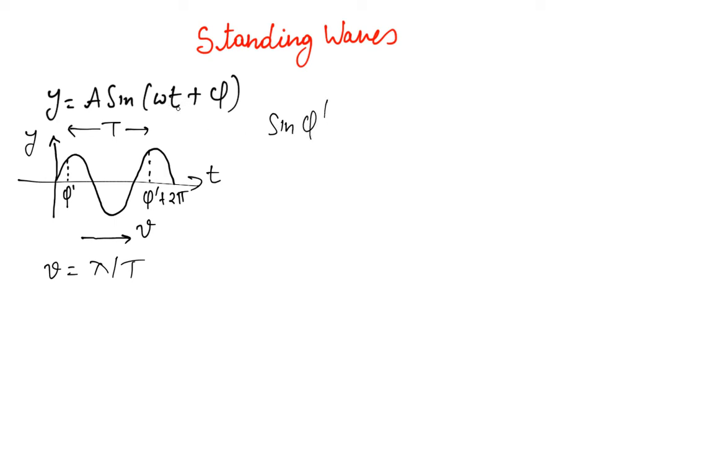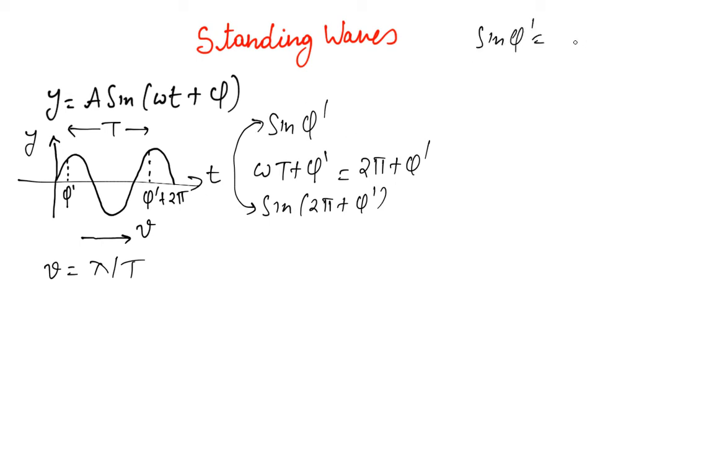But after one time period, this whole thing becomes omega t plus phi prime, where this is the time taken from here to here, and this is nothing but 2 pi plus phi prime. So what you get is sine of 2 pi plus phi prime. Now see, these have the same value. We know that sine phi prime is the same as sine of 2 pi plus phi prime.